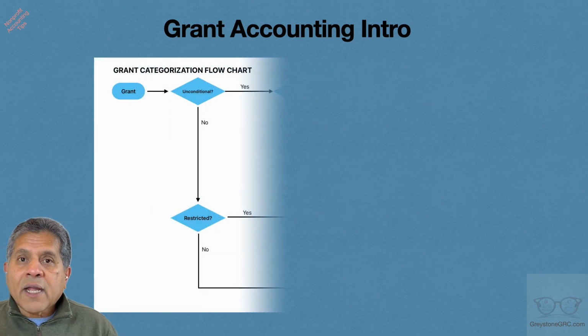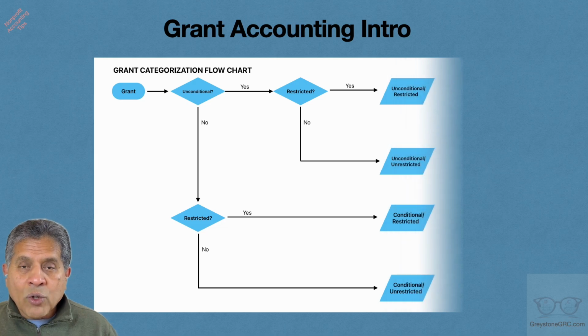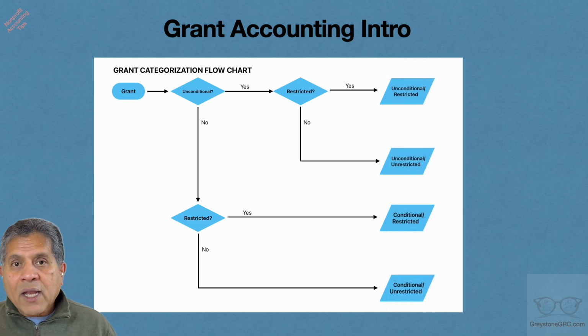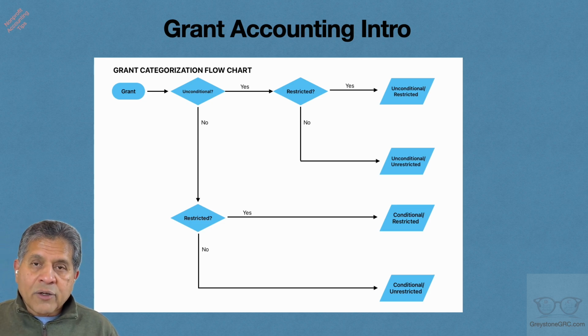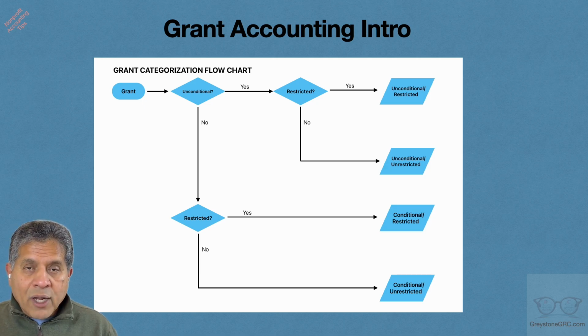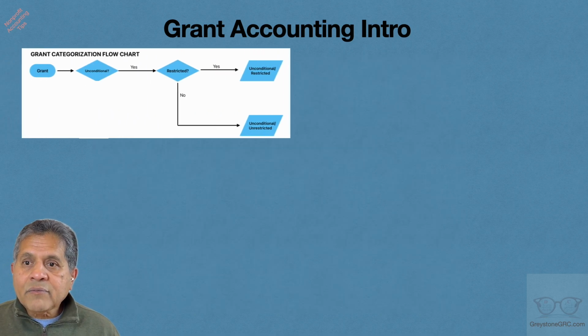So let's look at that slide again, the big slide, and look at the whole landscape. We begin on the left with the grant, and then you have a decision tree, and there you make a decision on whether it's conditional or unconditional, and then restricted or unrestricted, and then you end up with the outcomes. Let's look at these in separate slices so it's easier to follow.